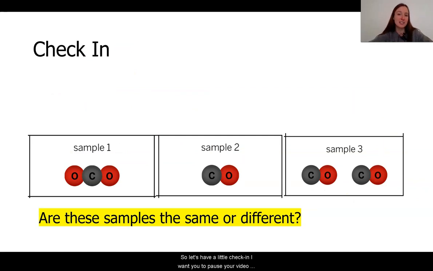I want you to pause your video for a moment and think about these three samples. There are some samples of substances, and I want you to take a look and think about, are these samples the same substance or different substances? What are you thinking? Pause the video. I would really recommend that you check in with that friend now or that family member, compare your ideas and explain to each other why you're thinking that, and then check back in.